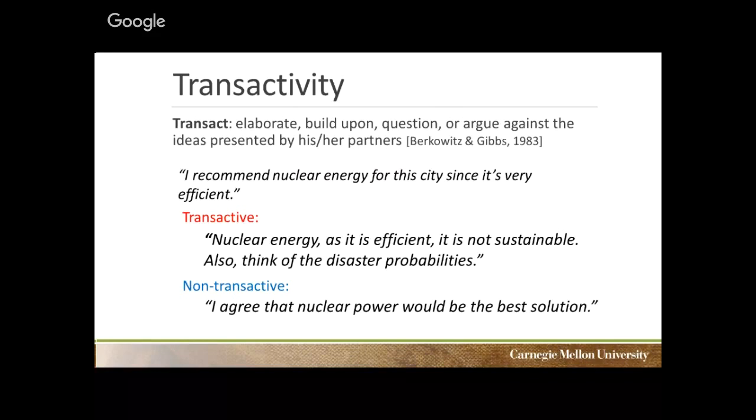So here is an activity that has featured in several different studies my group has done, where students are working together on constructing a plan for a city about how it's going to use different energy sources. And here, one student is recommending nuclear energy and giving a reason for that stand. And a transactive response is as follows. "Nuclear energy, as it is efficient, it's not sustainable. Also think of the disaster possibilities."